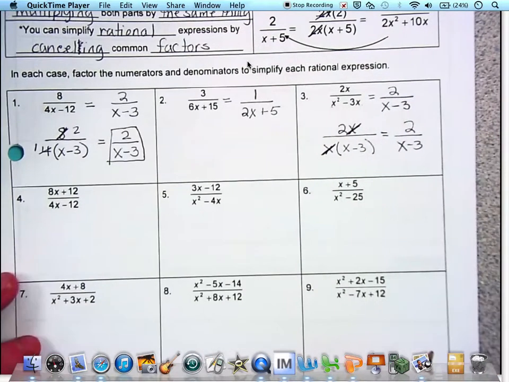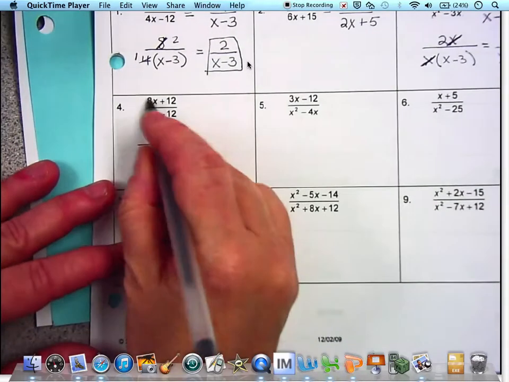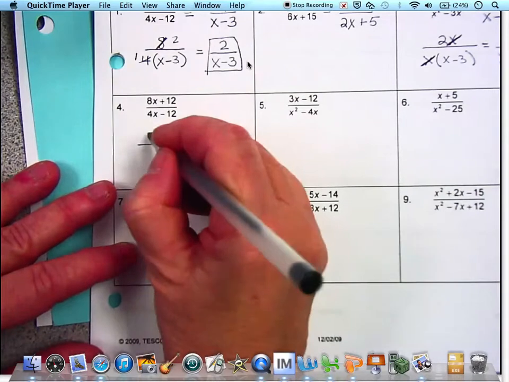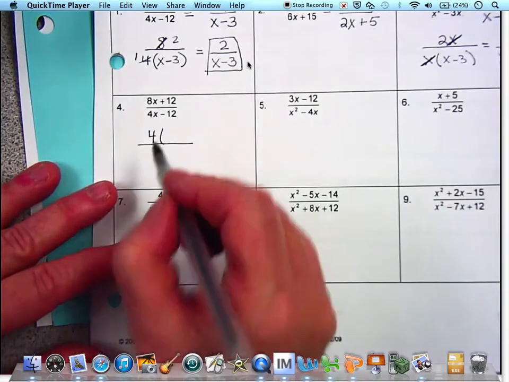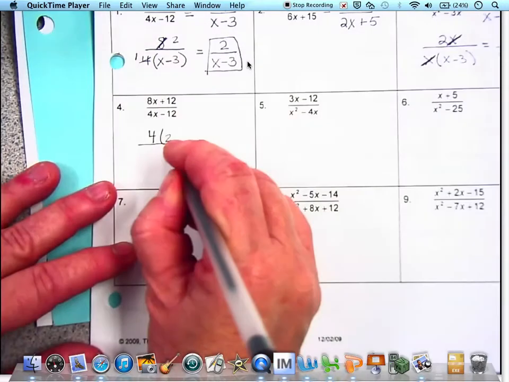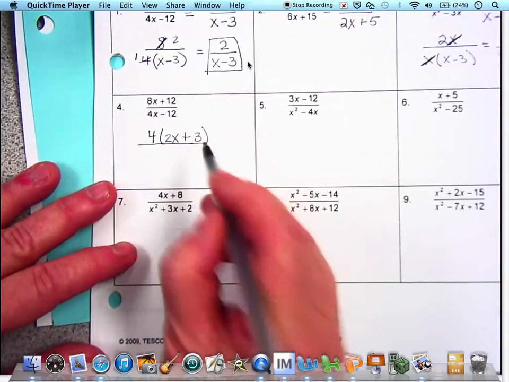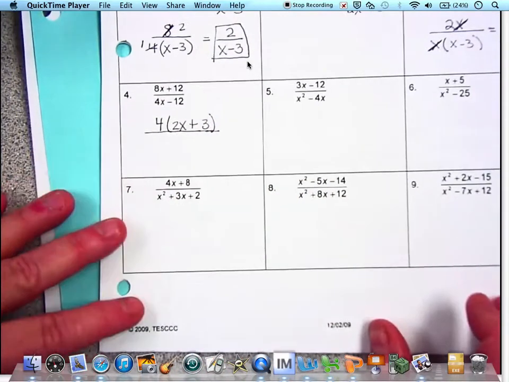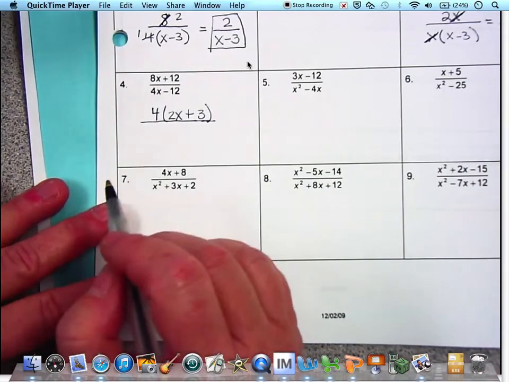Okay, now number 4, factor the top. What can come out of the top? A 4, parentheses. 4 times what would give you 8x? 2x plus 3. And 4 times 3 would give you the 12. You can do that the simple way, right? Yeah. This one only. So then from now on you can't.